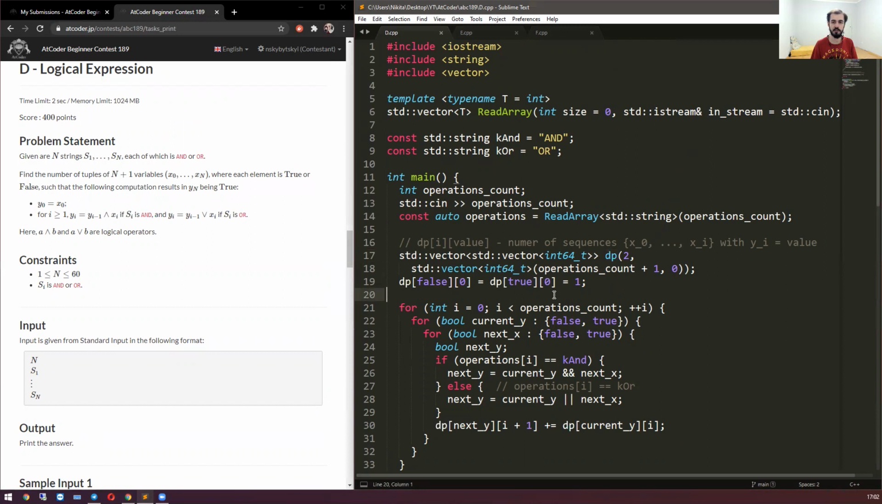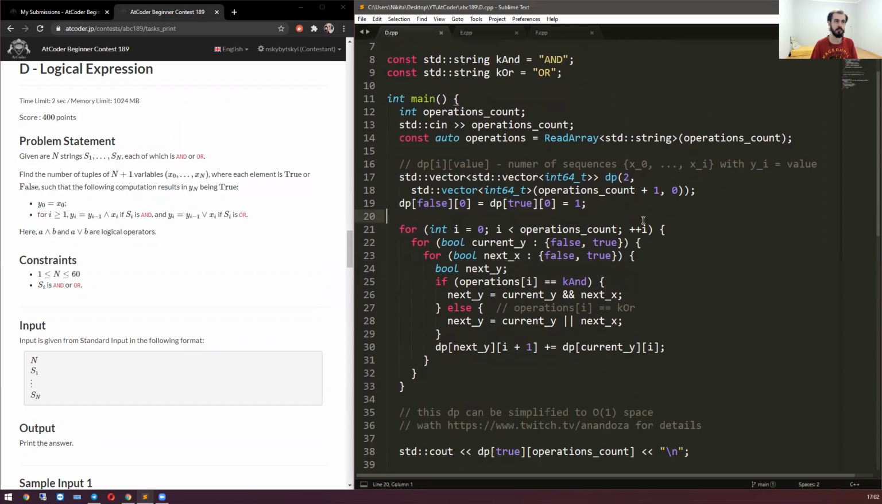So I decided not to think about this problem and just for every prefix compute how many sequences with which value of y_i there are, because clearly this condition does not depend on previous x, y_{i-1} or anything. So if your future information depends only on the current information, only on the current state, let's put it this way, then it's DP. Obviously, we can simplify to constant space, because you only work with 2 layers.